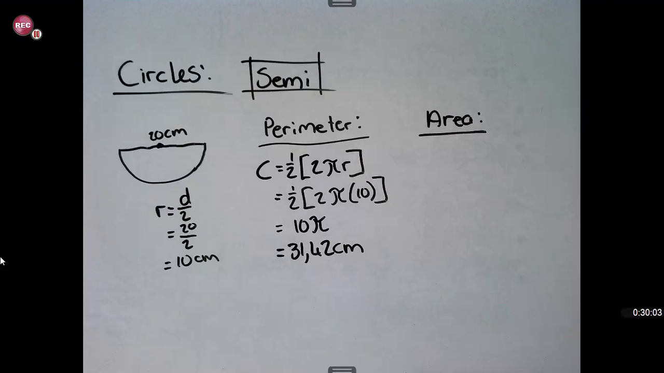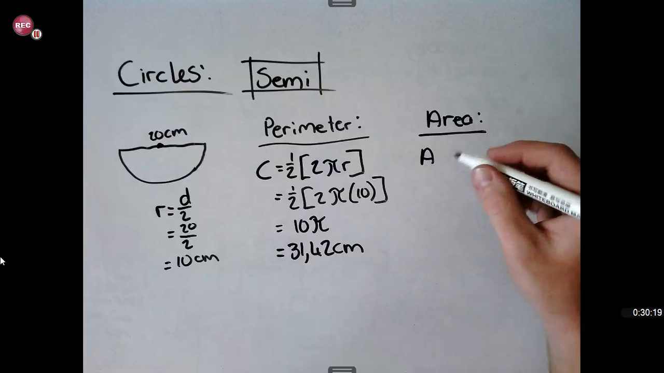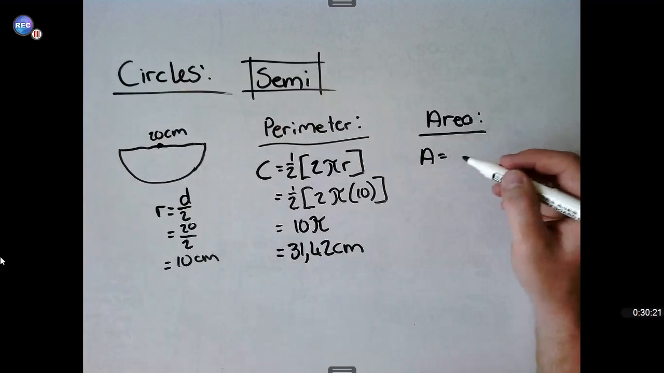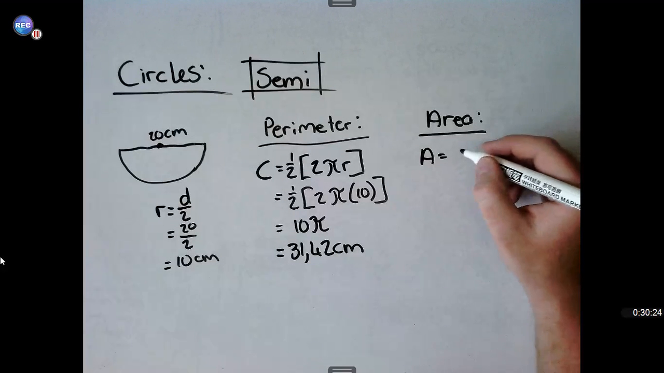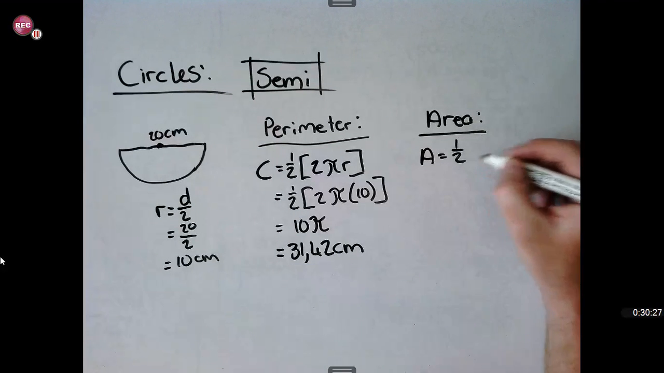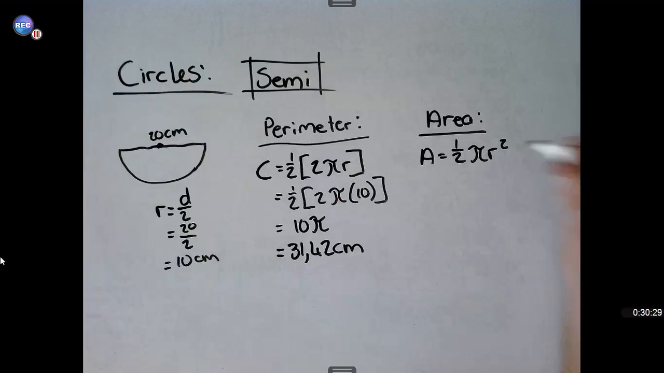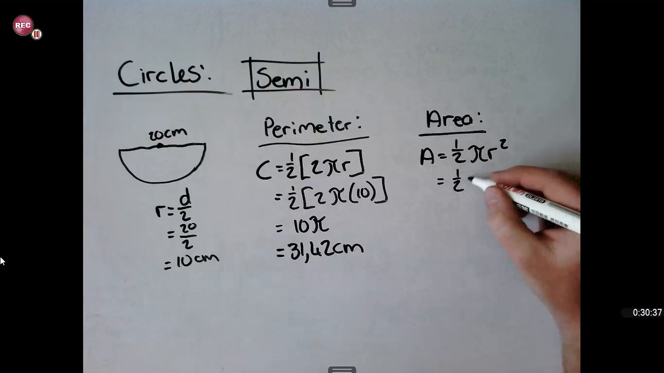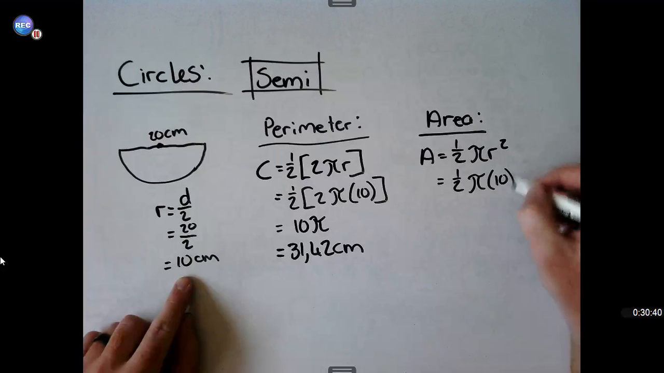Now remember your area, we also use the radius for the calculation of the circle. So we're going to say A is equal to half pi times radius squared. And why do we say half pi times radius squared? It's because we only have half of the circle. So a half pi, your radius is obviously 10, and we square that.